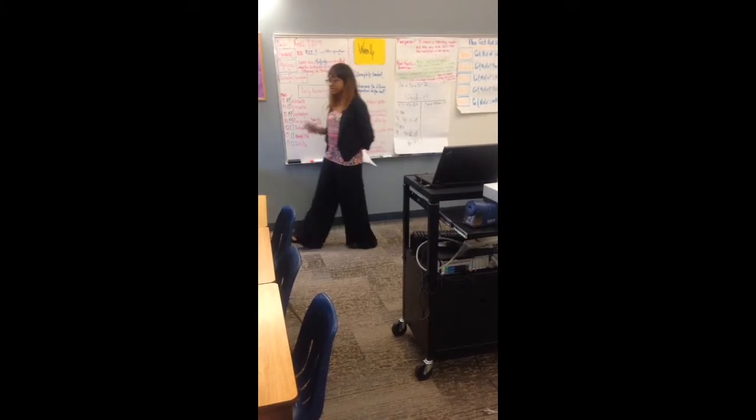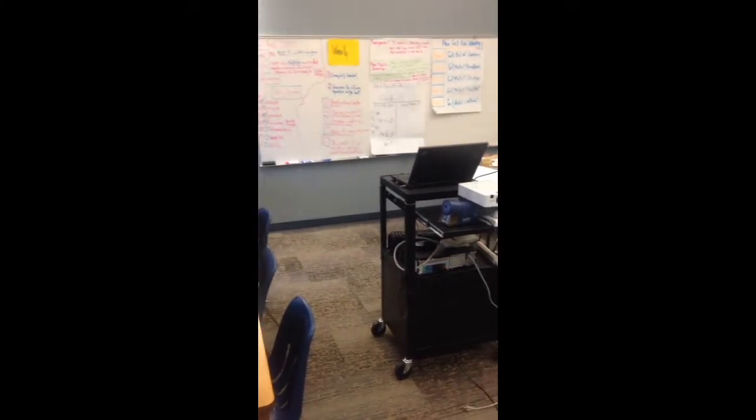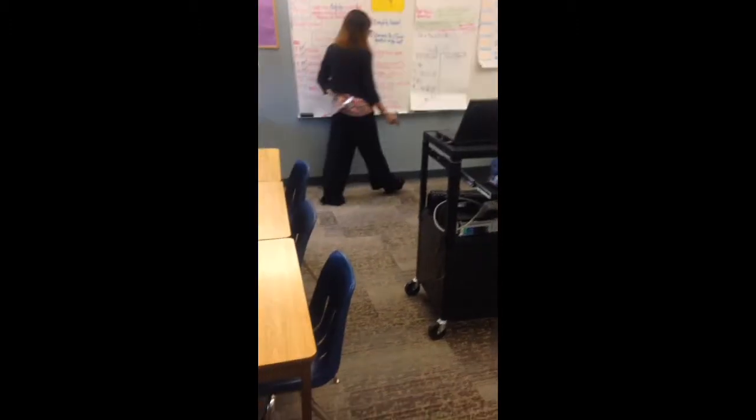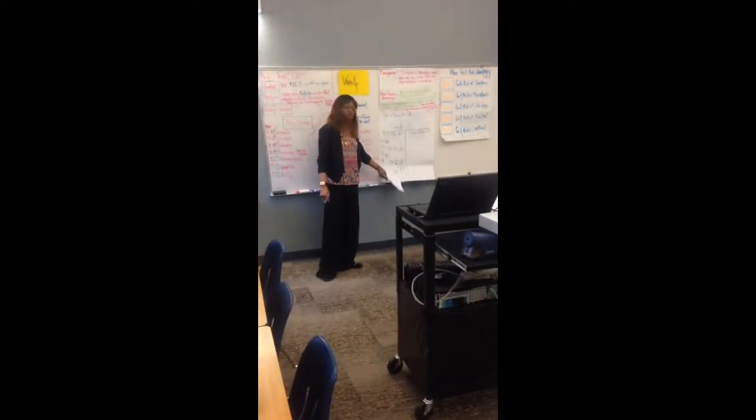Now, what does step 5 tell us to do? Get rid of the coefficient. So what is the coefficient in this case? 3. So what do we need to do with it? What are we doing with it on both sides? Divide.